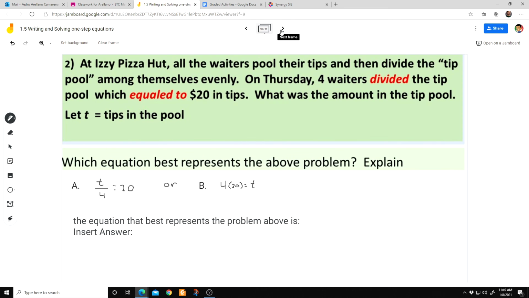Awesome. This is a quick video showing you how to solve one-step equations. The next one will be on how to solve two-step equations.